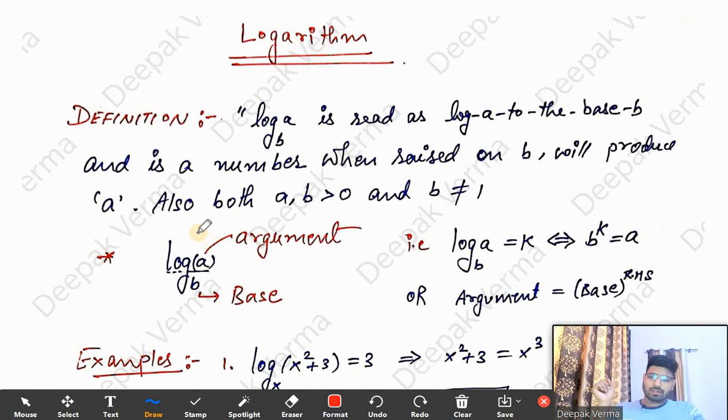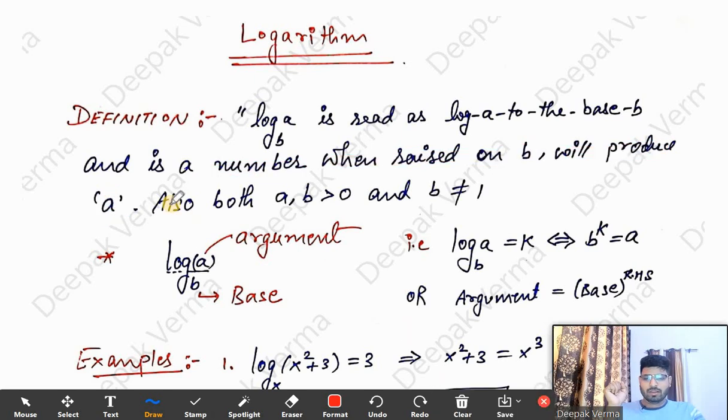It is not mandatory to use only a for the argument and only b for the base. This is up to you, it's your choice. You can use whatever you want here. And it's a number which, when b is raised to it, that is when the base is raised to it, will produce a, that is, will produce the argument.